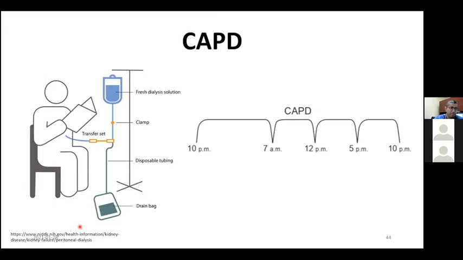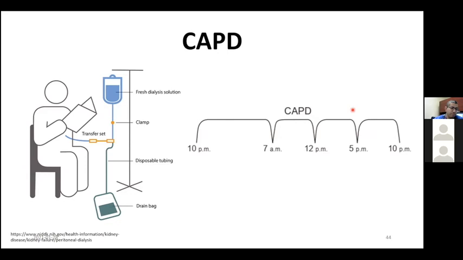So this is CAPD. The patient, as you can see, is reading, sitting in his office or wherever he is, the fluid goes in and then the fluid comes out. It can be from 10 p.m. So this is the long dwell. And then the exchanges, 1, 2, 3. Okay. So this is continuous ambulatory peritoneal dialysis.